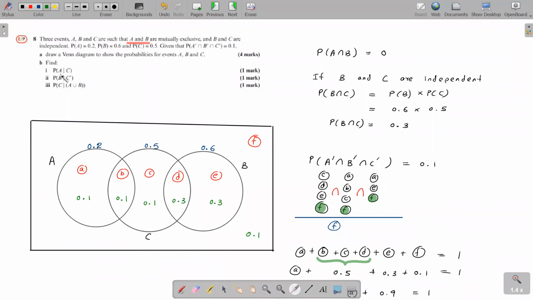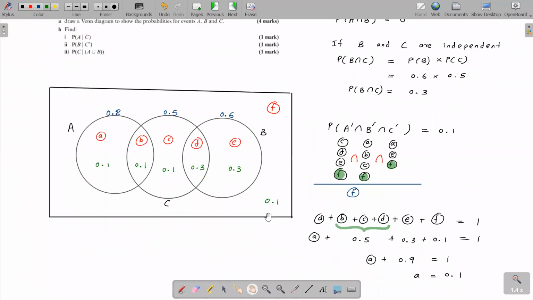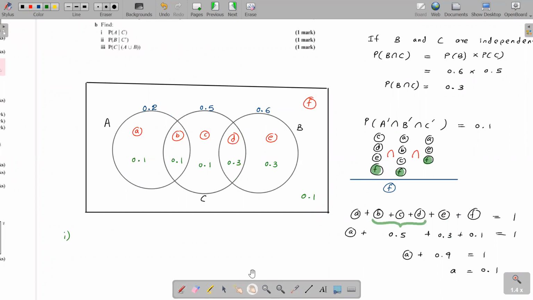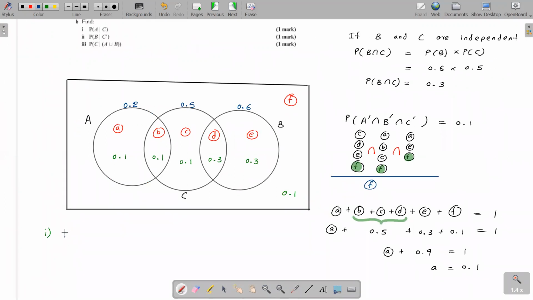All right, guys, so moving to part B now. Find the probability of A given C. So this can be done easily now. So probability of A given C. So C is the given part. So inside the circle C, we have the regions B, C, D. So given that, B, C, D probabilities are what comes to our numerator. So B is 0.1, C is 0.1, D is 0.3.